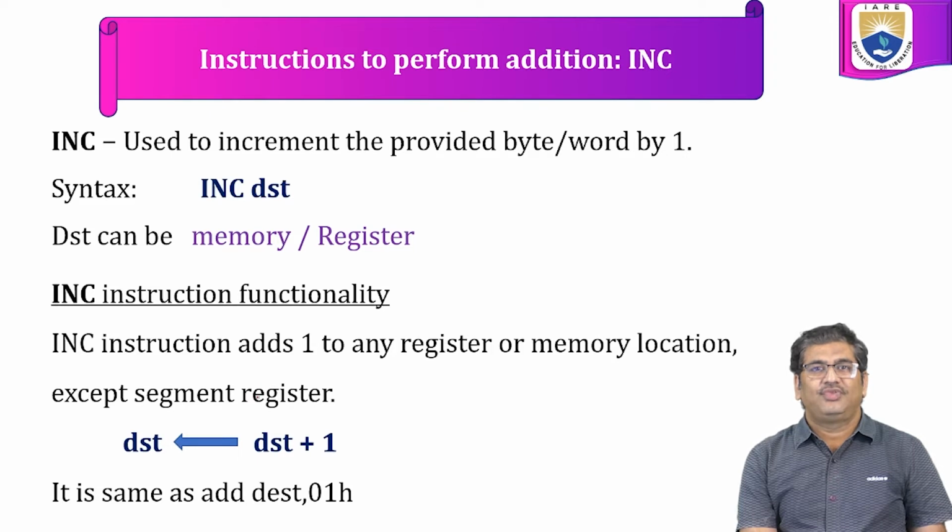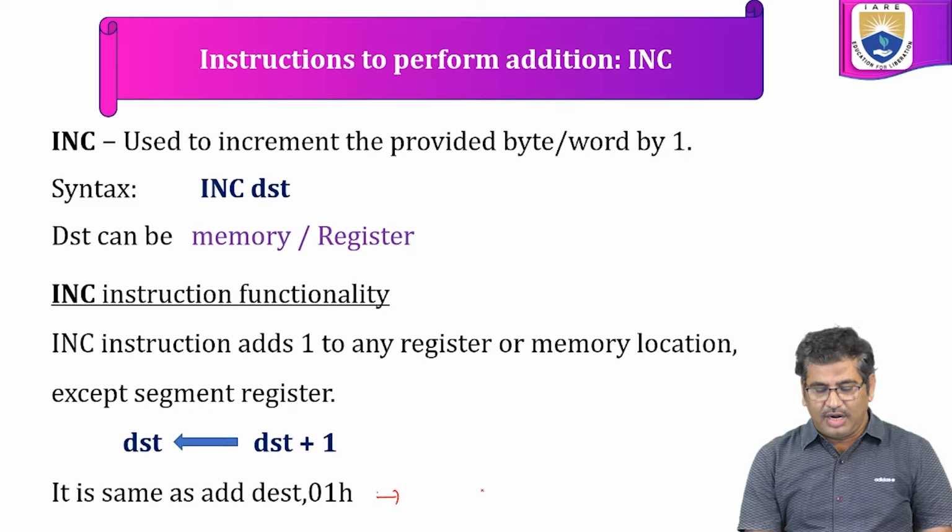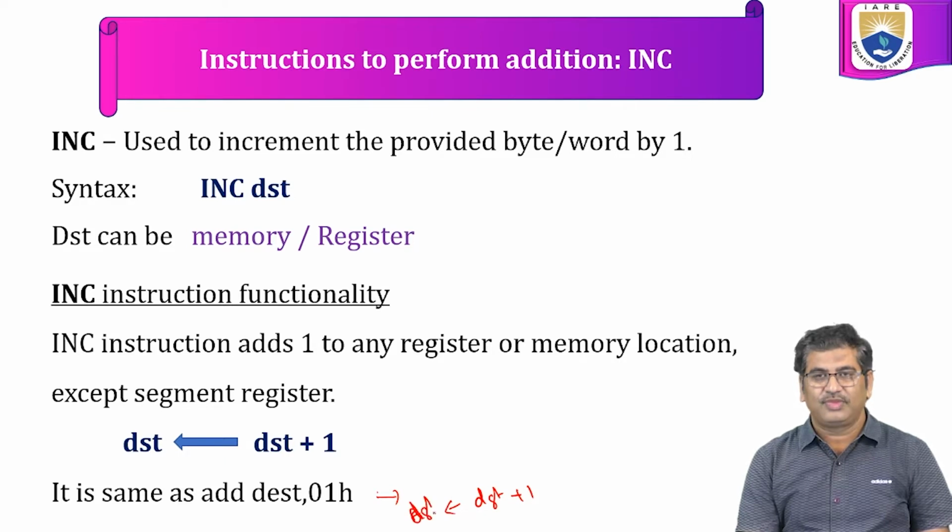The INC instruction functionality is this: the instruction adds 1 to the register or memory location, and the result will be stored in the destination register. The functionality we can write as destination contents plus 1 will be stored again in destination. The INC instruction is the same as ADD destination, 01H. So this instruction will perform the addition operation between the destination contents and 1, and the result will be stored in the destination.